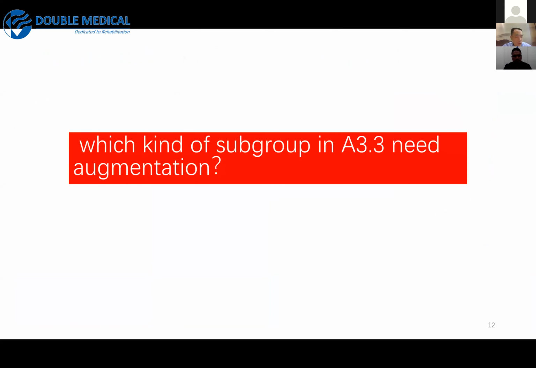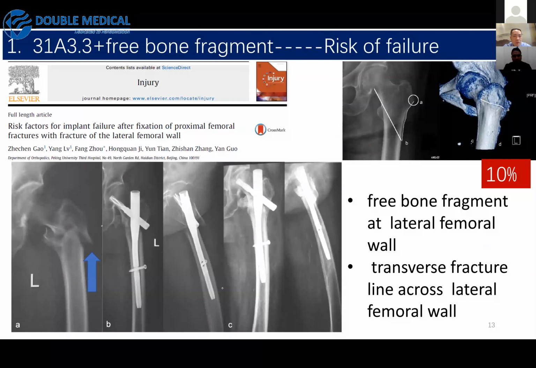So which kind of subgroup in A3.3 needs augmentation? First, if there is a free bone fragment and a transverse fracture line across the lateral femoral wall, there is more than 10% implant failure in this paper.